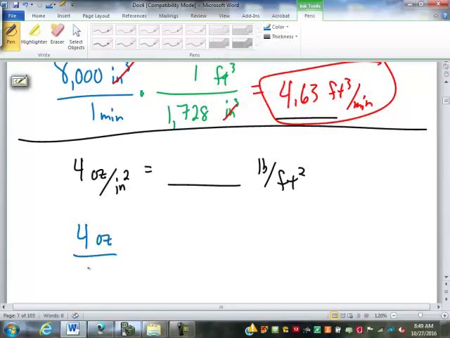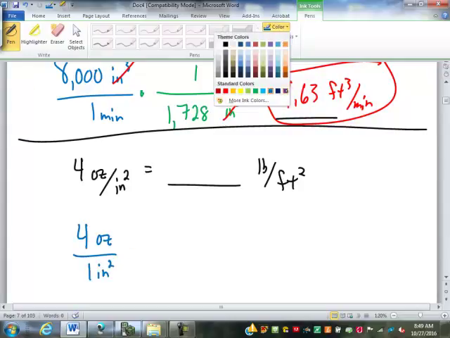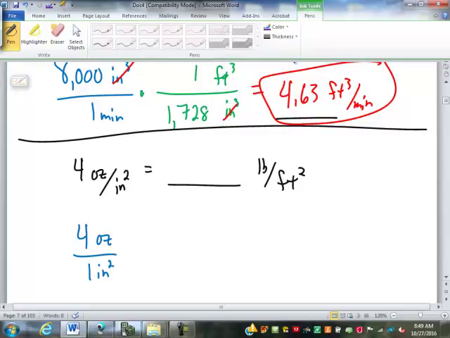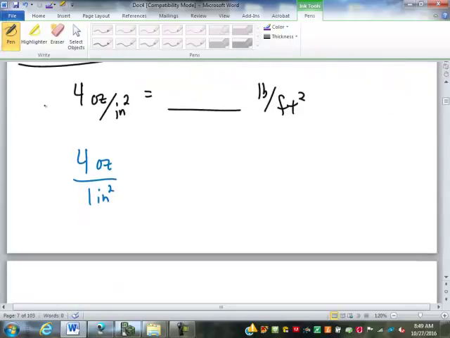So it's 4 ounces over 1 square inch. What are you measuring again? A weight loading on a floor or a beam. You could also think of it as stress on a post.